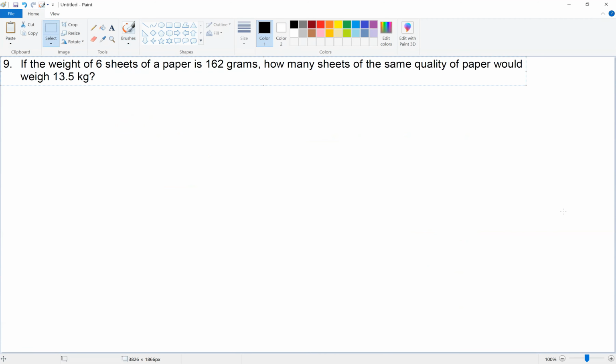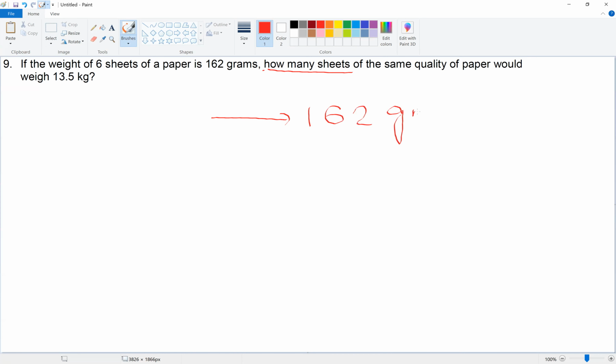Number 9. Nandini. So it says if the weight of 6 sheets of paper is 162 grams, how many sheets of the same quality of paper would weigh 13.5 kilograms? So what I did, I wanted to find out how much was 1. So I did 6 over 162.